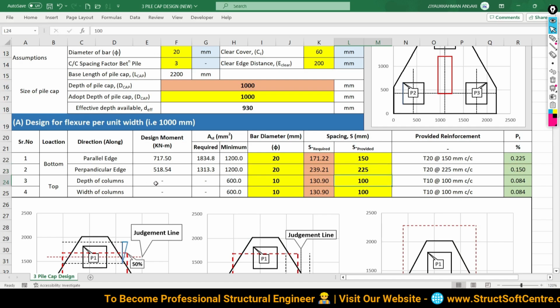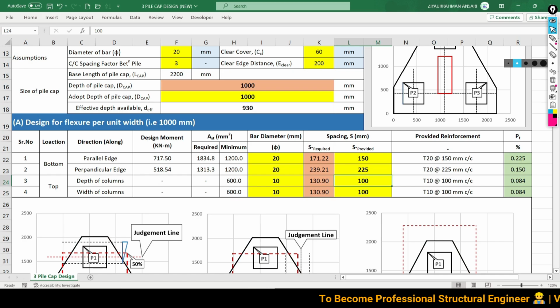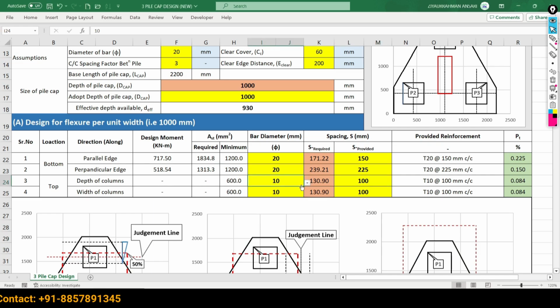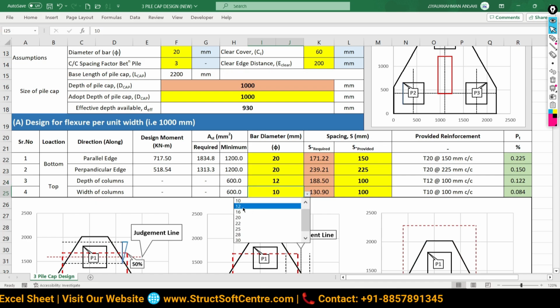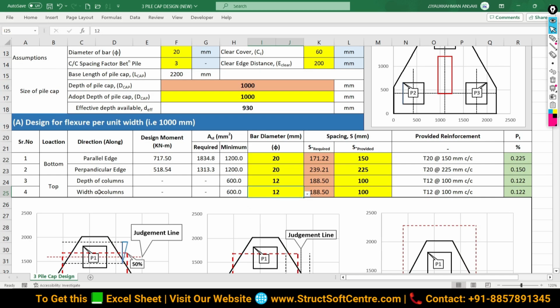Now at the top we are going to provide the reinforcement. Design moments will not be there because there is no hogging moment at the top face. That's why we are going to provide minimum reinforcement at the top. I am going to choose 12 mm diameter bar along the parallel direction, and along the longitudinal direction again I am going to provide 12 mm diameter bar.